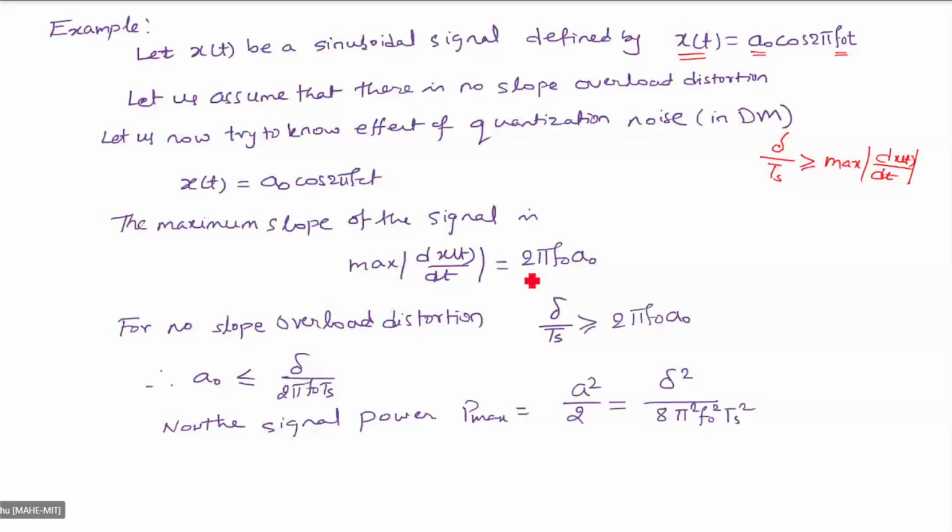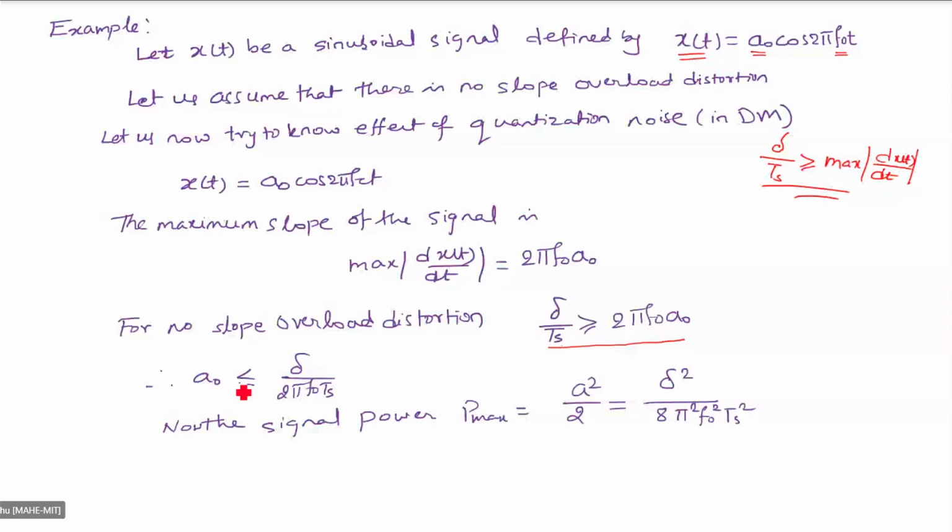x of t = a naught cos 2 pi f naught t, whose slope is 2 pi f naught a naught. So for no slope overload distortion, what is the condition which we have seen already? The condition is delta by ts must be greater than or equal to 2 pi f naught a naught. This is the magnitude of maximum slope, 2 pi f naught a naught, right?